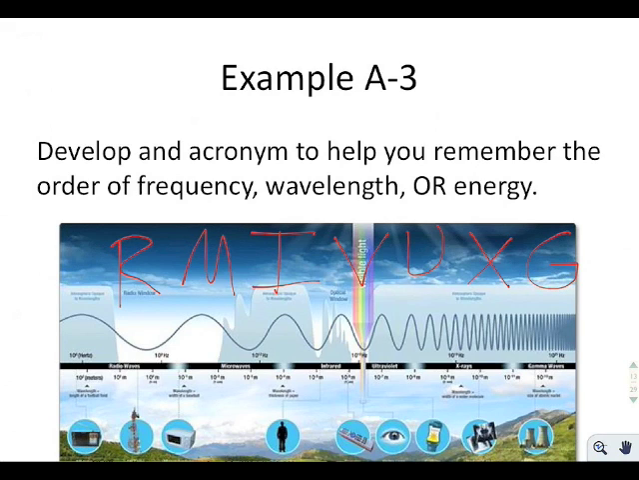Alright, so this is example A3. It says develop an acronym to help you remember the order of frequency, wavelength, or energy. So you have this: R M I V U X G. You need to be able to remember those things in order, and so it's sometimes helpful to generate an acronym. I've heard everything from Red Martians to Ricky Martin to whatever you want to come up with, but some sort of acronym that helps you remember that, because you do need to know that order for frequency, energy, or in reverse for wavelength.